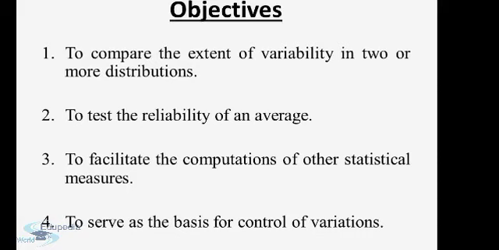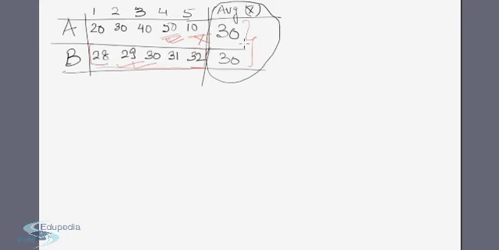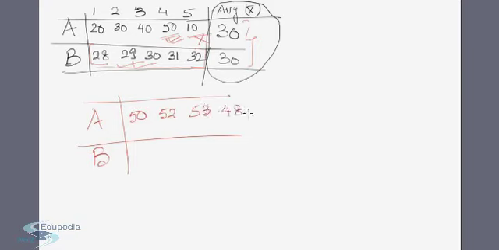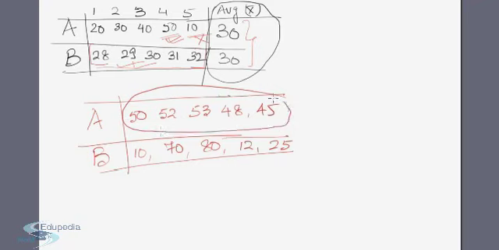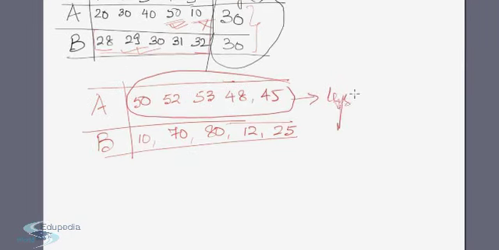Similarly, in the case of the life cycle of products, if we have two different companies, company A and company B, and we take a sample of five products from each, we see the life of A's products lasts, for example, 50 days, in another case 52, 53, 48, and say 45. Whereas the life cycle of the products of company B varies, say one is 10, another is 70, another is 80, another is 12, another is 25. Now we see that the life cycle of the product of company A could be said to be more reliable because they are less variable.